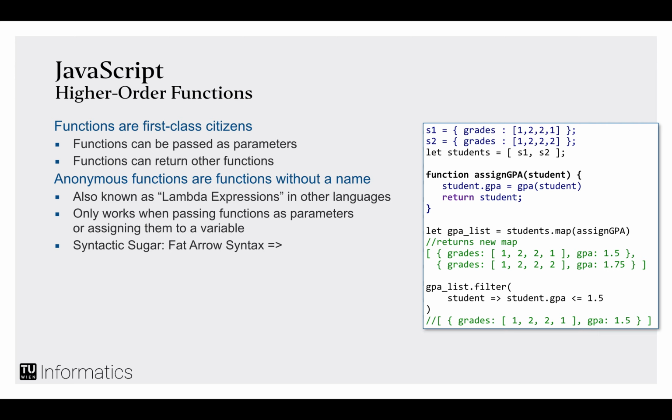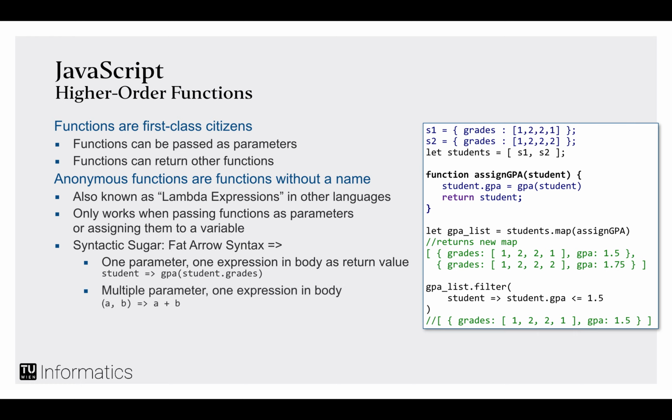And there's some syntactic sugar for this. It's called the fat arrow syntax. And here are a few examples. If you have one parameter and one expression in the body as return value, you can just leave out curly brackets and parentheses. It looks like this. If you have multiple parameters and one expression in the body, you have to delimit the parameters with parentheses.